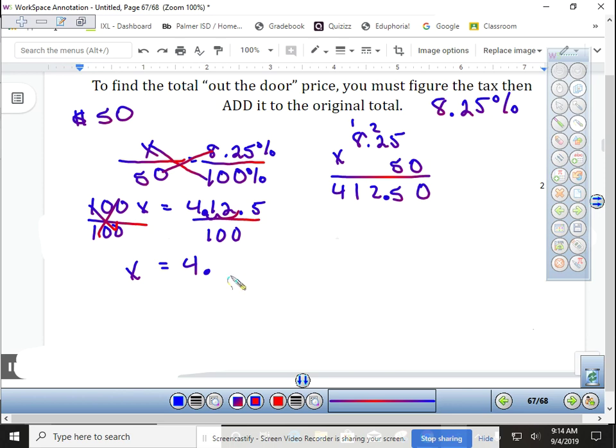$4.125, really? No. We've been doing it for 2 weeks. This is money, what is it? How much is it? $4.12. Somebody said it. Who was it? You, Javier? It's $4.13. How do we know that? Because that is a 5. And everybody all together? 5 or more? Round up. How much tax are we paying on Emily's shoes? $4.13.